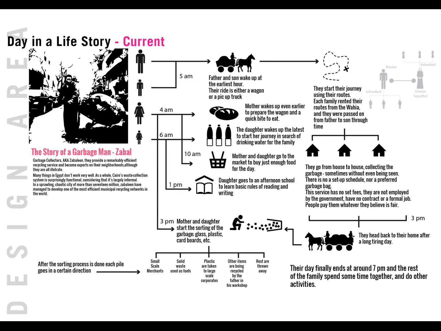This starts with the father and son starting their journey early in the morning using their everyday routes, going from house to house, collecting the garbage. There is no set-up schedule, nor a preferred garbage bag. This service has no set fees as they are not employed by the government, and people may pay them whatever they believe is fair. By the time father and son are back, the mother and daughter start the garbage sorting process. After this process is over, the father and son take the sorted garbage for reselling and recycling.